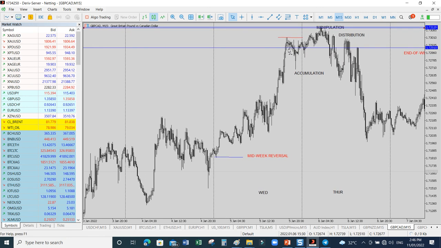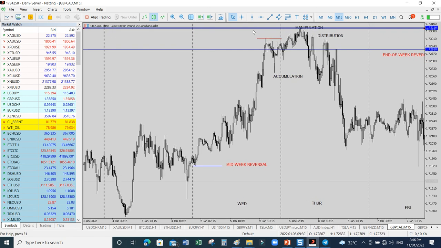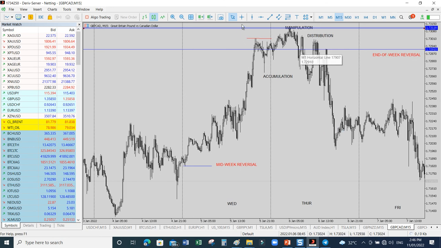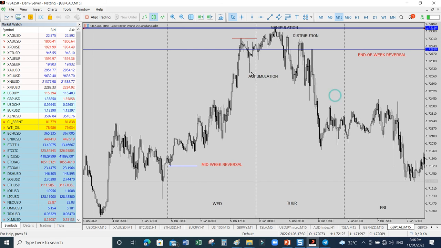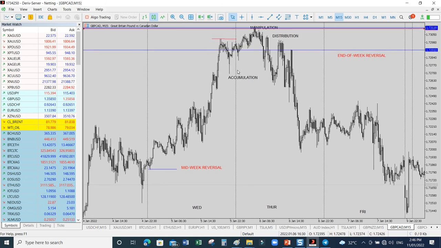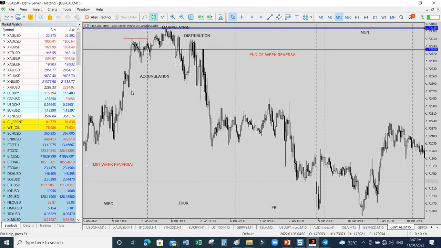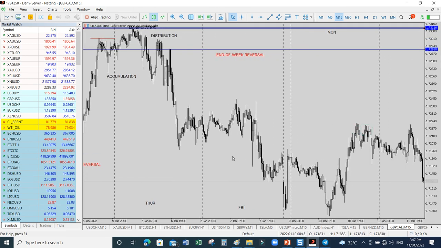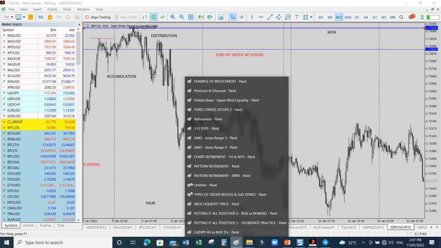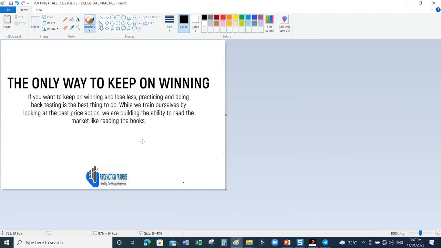So if it gets further, it must reverse. So it will give you a good entry point subsequently. So that 1 pip is not a problem to you because you have refined your entry down to 1 minute. So that's the advantage of using the refinement principle. You have used just 1 minute. Now we see the only way to keep winning.